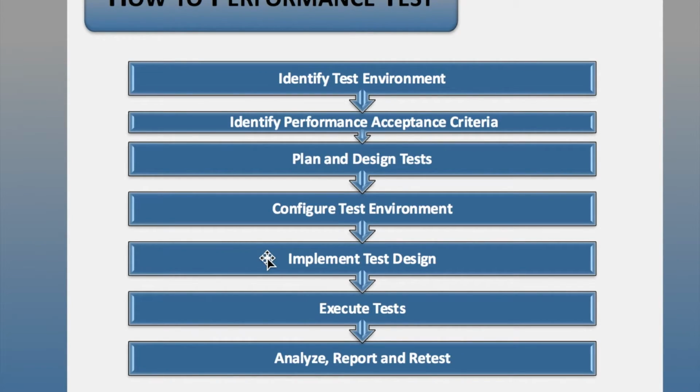How to perform performance testing? Performance testing can be done in the following steps which I mentioned over here. First, identify the test environment, identify performance acceptance criteria, plan and design the test cases, configure the test environment, implement the test design, execute your test cases, and analyze, report, and retest till the time you're satisfied with the performance.